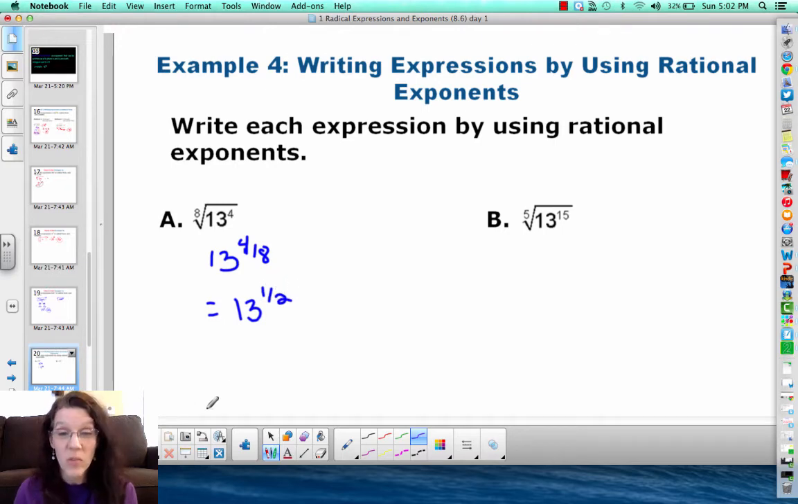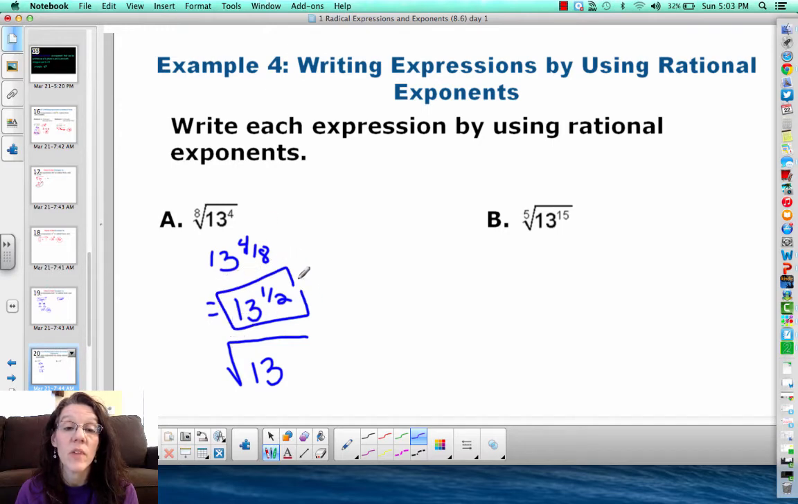Now, the special thing about the 1/2 power is that it's the same thing as the square root, because it says 13 to the 1st power and the square root. We want this, but I want to make sure you understand that. Would you try this one for me?